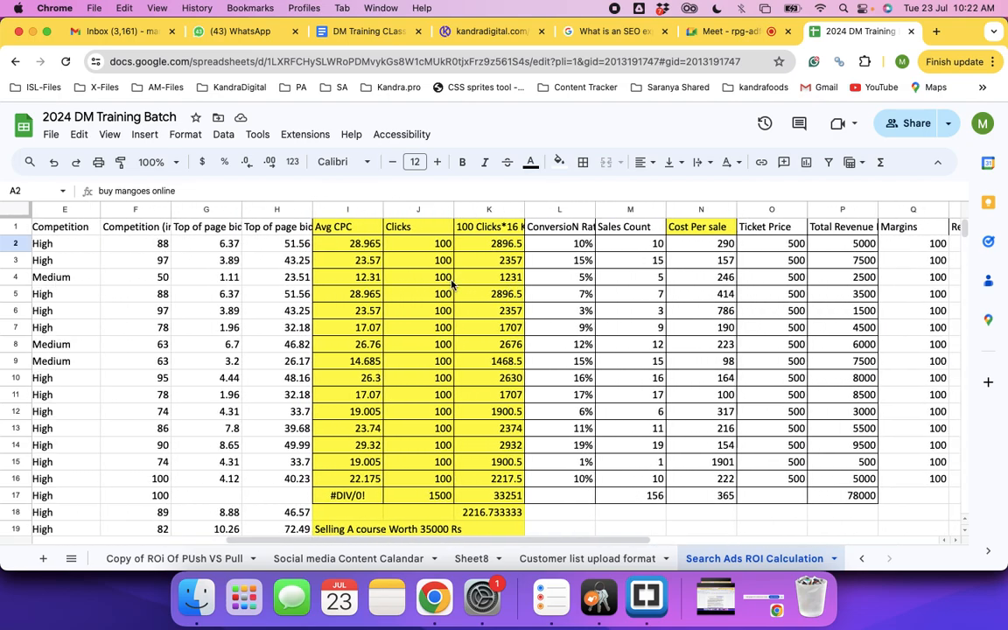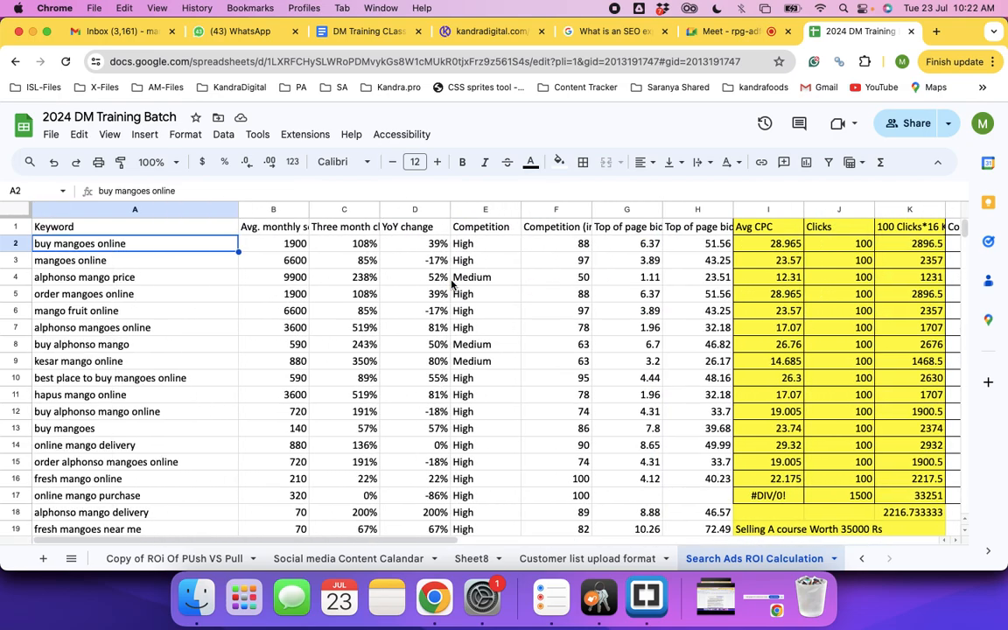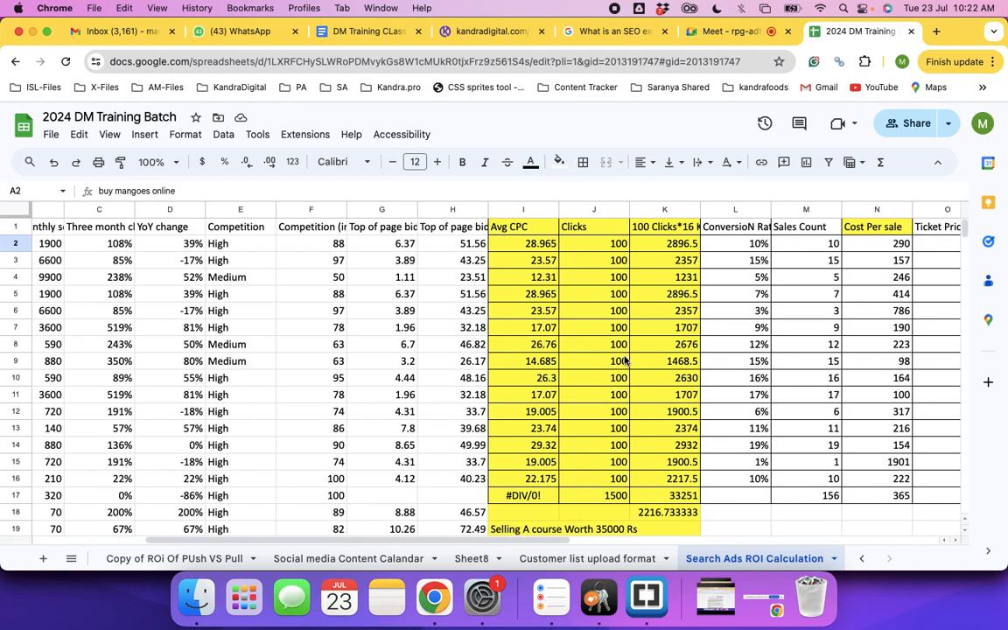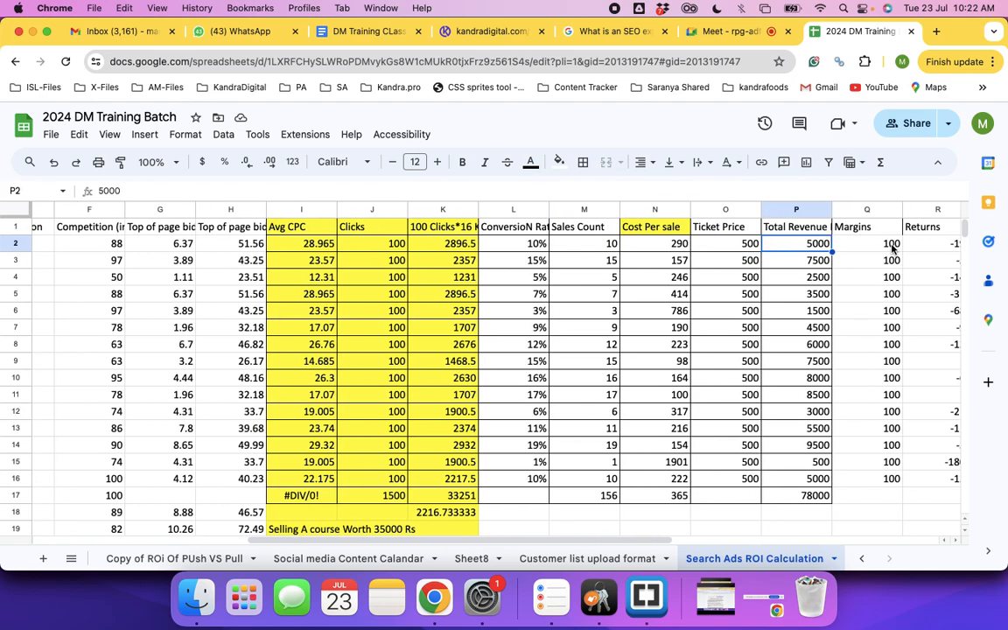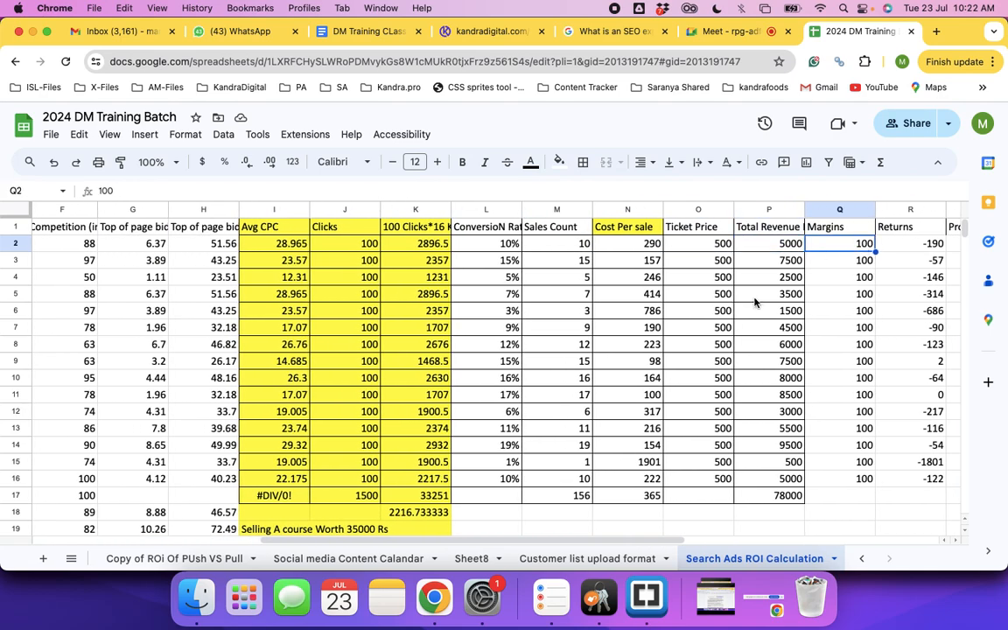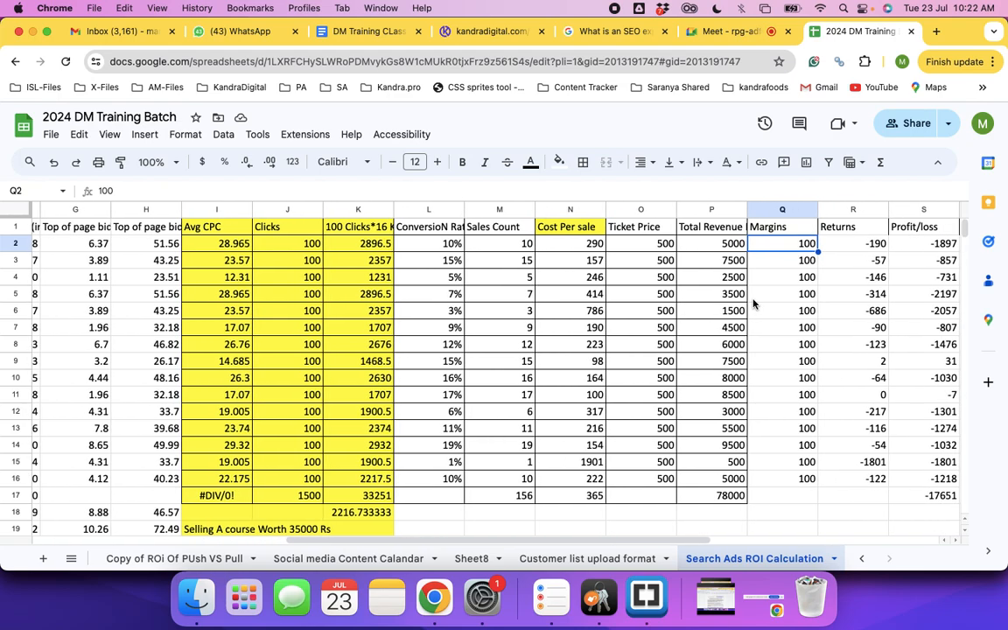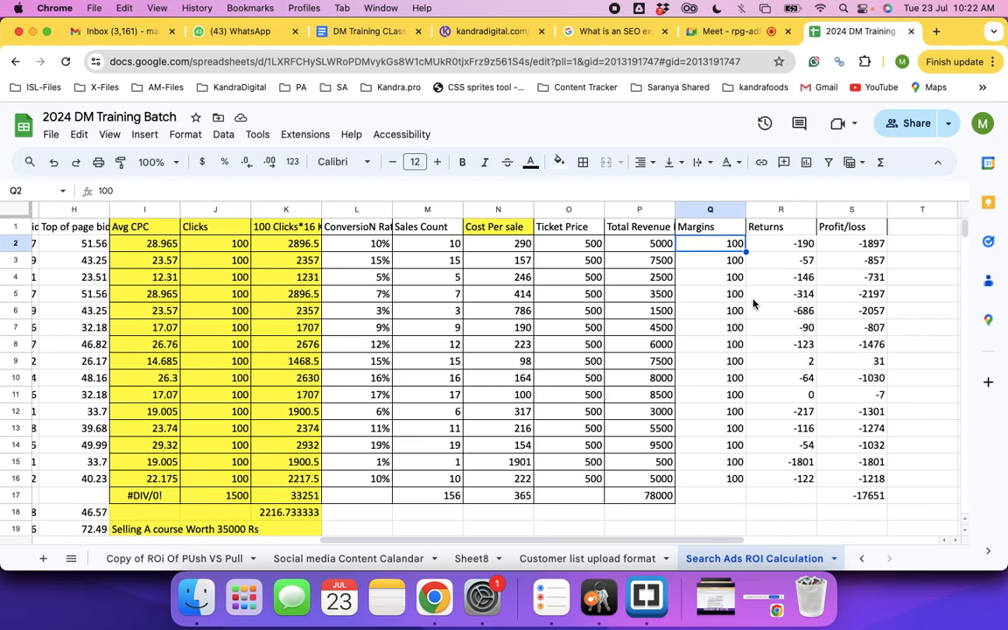It's costing you. So let's assume people are not buying only 1 kg. On average, some people must be buying 2 kgs, 5 kgs, 10 kgs, 20 kgs, whatsoever. But on average, the ticket price we are measuring is 500 rupees. So from 10 sales, the total revenue achieved is 5000 rupees. Margins per kg, let's assume per sale you are making 100.